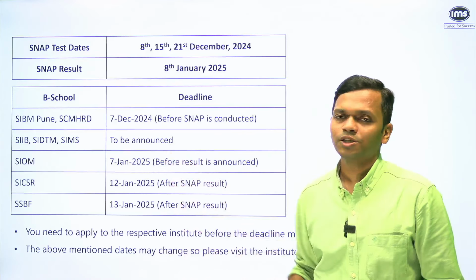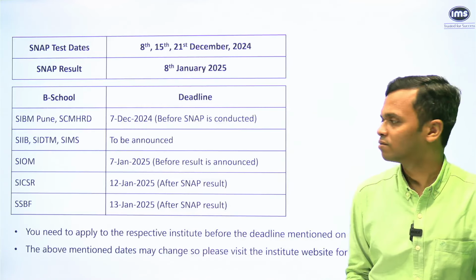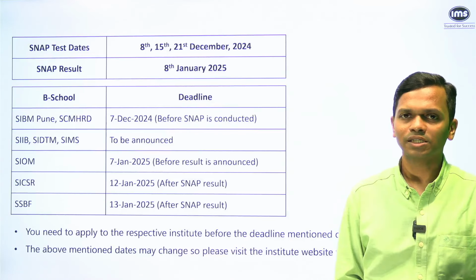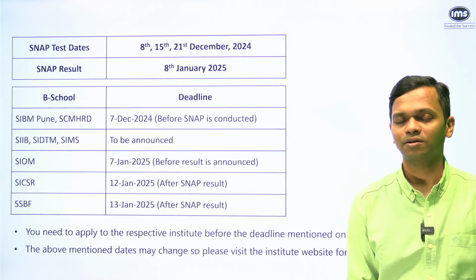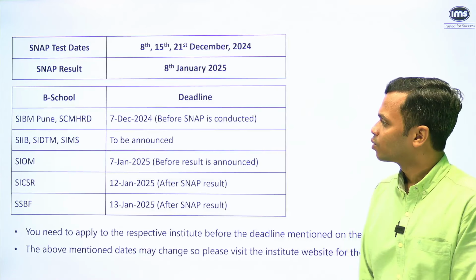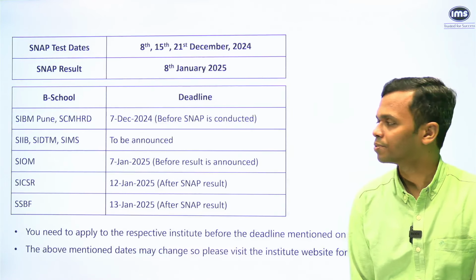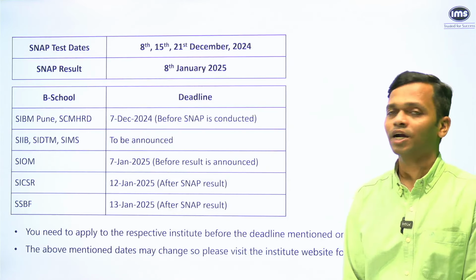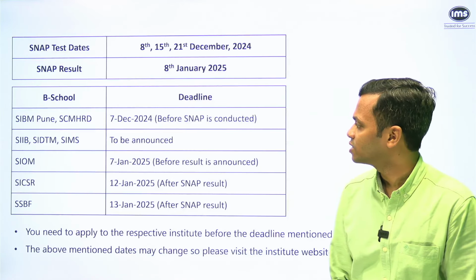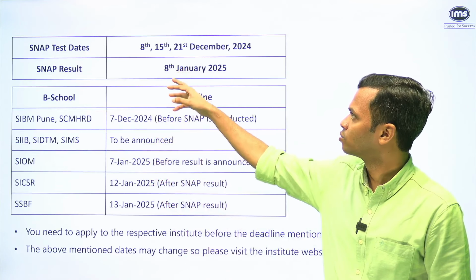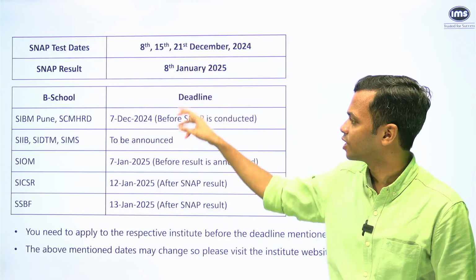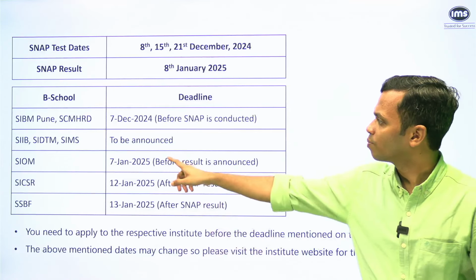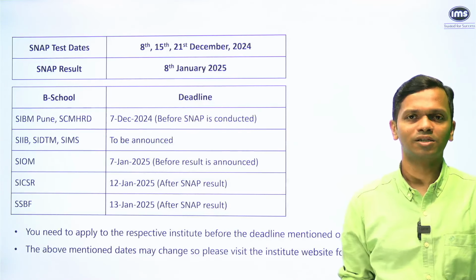Now there are some institutes where they have not yet announced the dates. I was checking some of the websites, SIIB, SIDTM, SIMS, and at the time of recording this video, they have not released when the deadline is going to be. If you look at some of them, for example SIOM, it's 7 Jan 2025, but that is a day prior to the result date, right? Because the result is on 8 Jan, the 7 Jan is the deadline for SIOM. So if you want to apply, you have to apply before your SNAP result is announced.